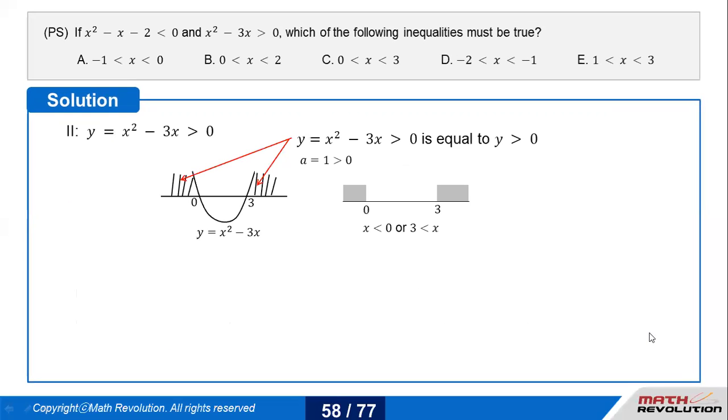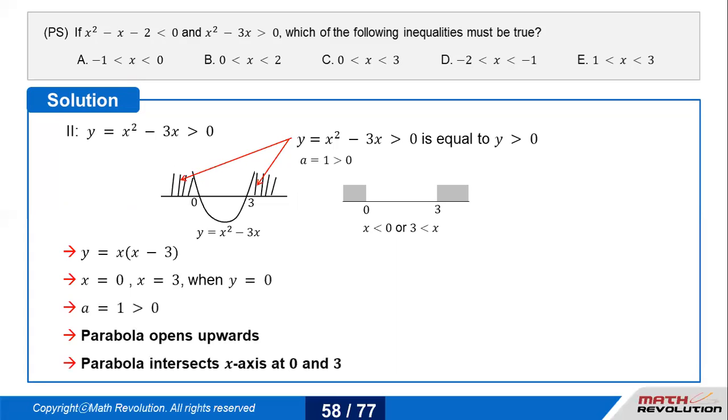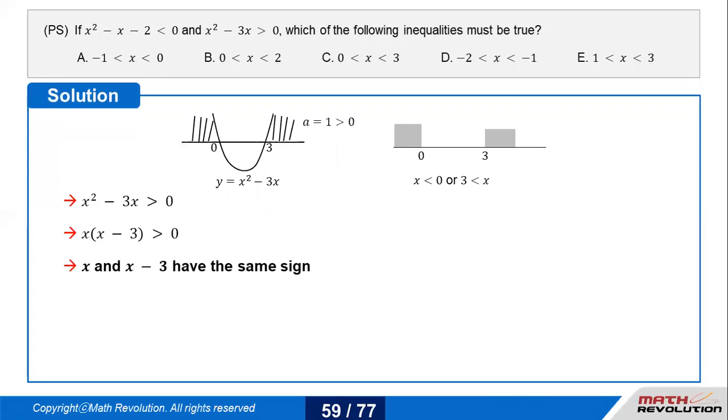Now let's talk about the second condition, which says x square minus 3x is greater than 0. And over here, a is again 1, which is positive. So the parabola is opening upward, but it is greater than 0. That means the condition is x times x minus 3 is greater than 0. They both will have the same sign.